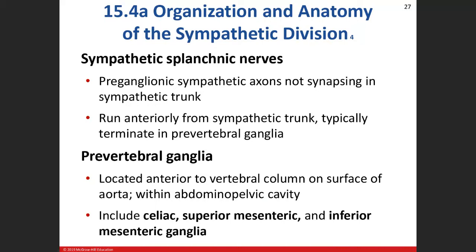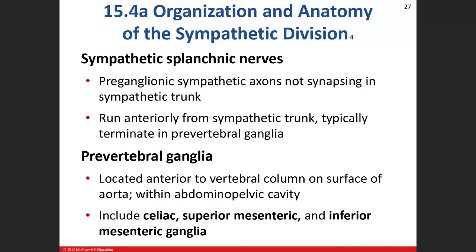Okay, so let's talk about, we're going to go in more detail. I'm going to show you the pathways here, but I want to talk about the splanchnic nerves and then our prevertebral ganglia. All right, so the sympathetic splanchnic nerves, when they go into the sympathetic trunk, they're going to come off the front side of the sympathetic trunk. Okay, so let me back up a little bit.